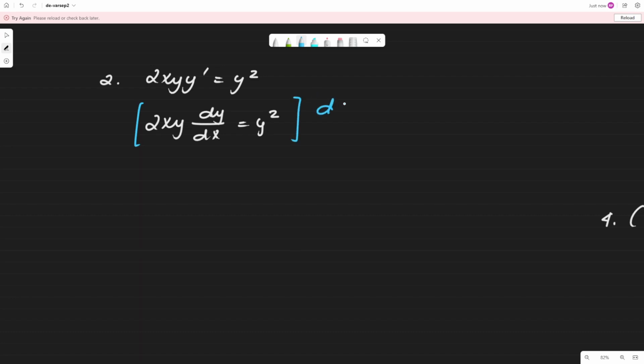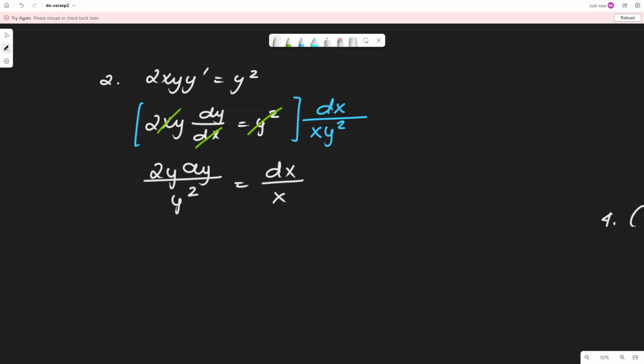Magmumultiply ako since dx is nasa denominator, dapat ang i-multiply ko nasa numerator yung dx. Then yung x, kailangan ko siyang may hiwalay, kasi puro y na dito sa left side eh. So, I'll also include x. Then dito sa right side, si y dapat maalis ko rin. So, I'll include y squared. So, we'll have, makakancel yung x, yung dx, at saka yung y squared. So, we will have 2y dy over y squared, yun yung dinivide natin, is equal to dx over x.